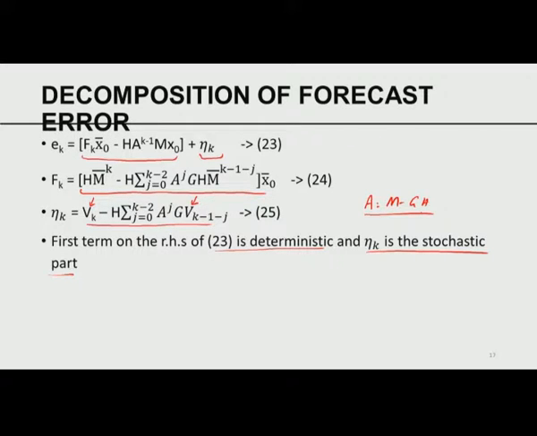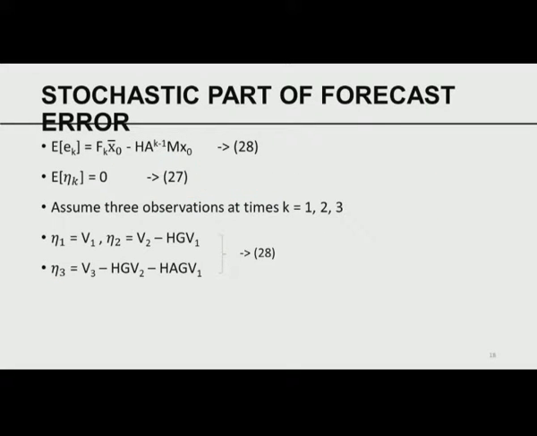So what does it mean? The random part of the forecast error depends on the model dynamics A, it depends on the forward operator H, it depends on the to-be-chosen matrix G, which is the gain matrix to be used in nudging, and of course all of the errors in the observation starting from time 0 to the time k. Therefore the expected value of Ek is equal to the deterministic part. The expected value of eta k, the random part, is 0.